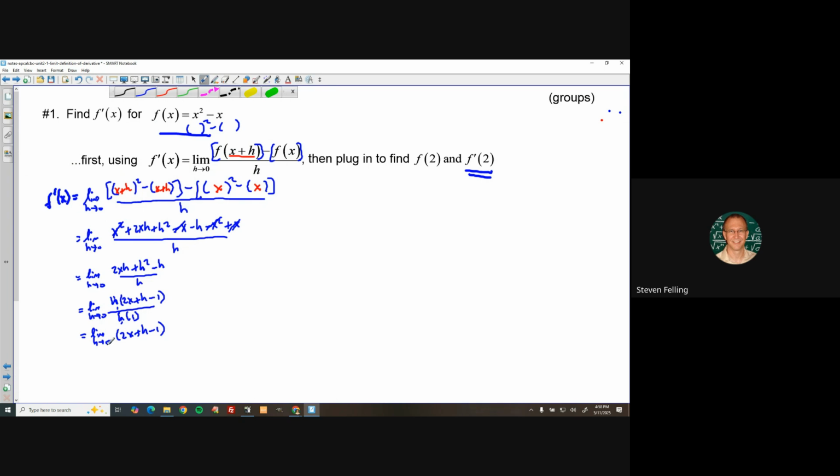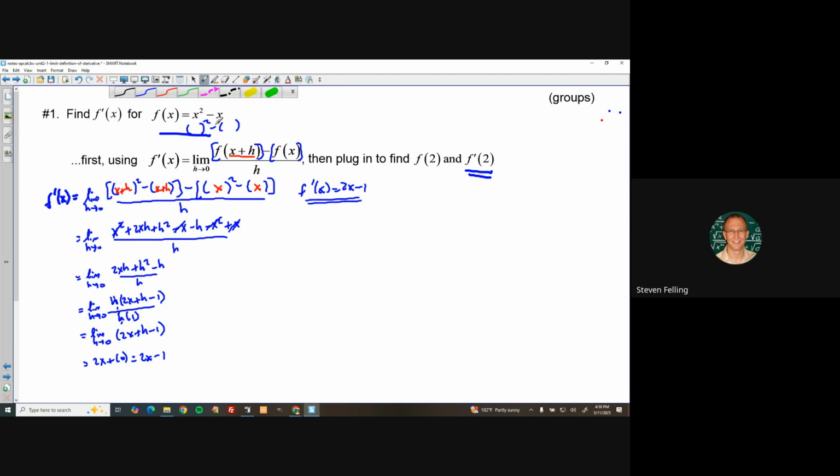Now, if I evaluate by plugging in 0, I'm not going to write limit again. This is 2x plus 0 minus 1. That's when the limit should go away when you plug in, and that means I have 2x minus 1. So 2x minus 1 there. All right, so let me write the result here. So we have f prime of x is equal to 2x minus 1.